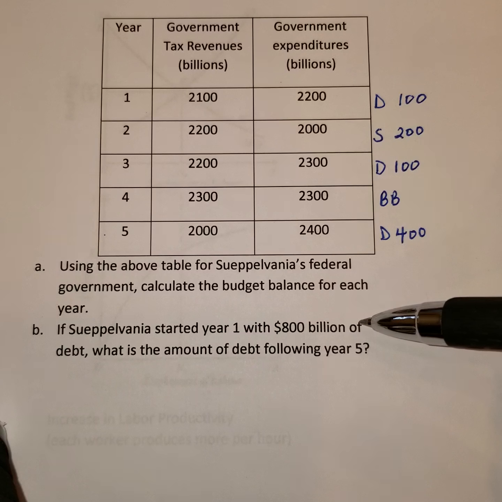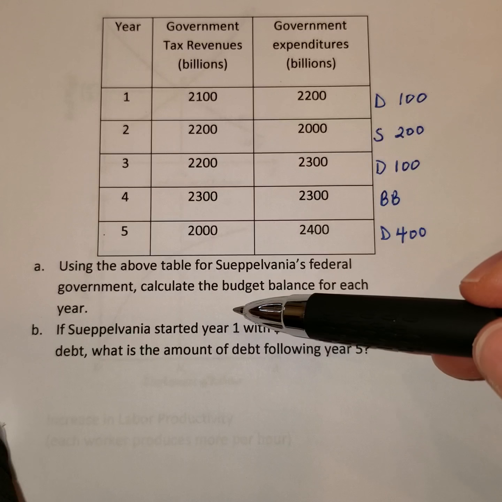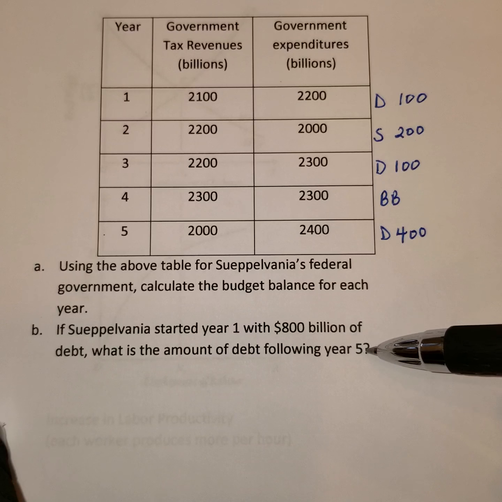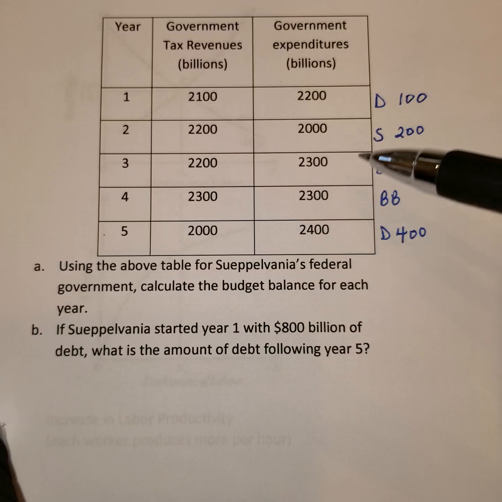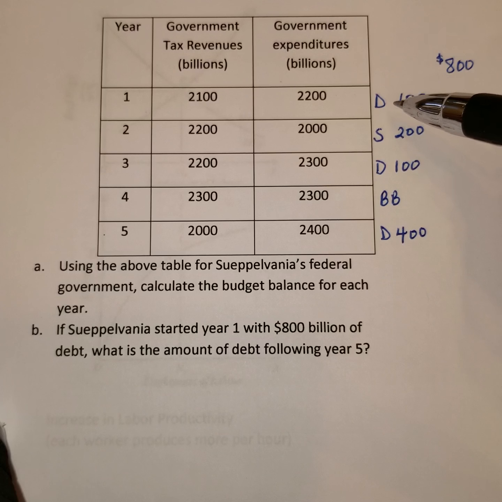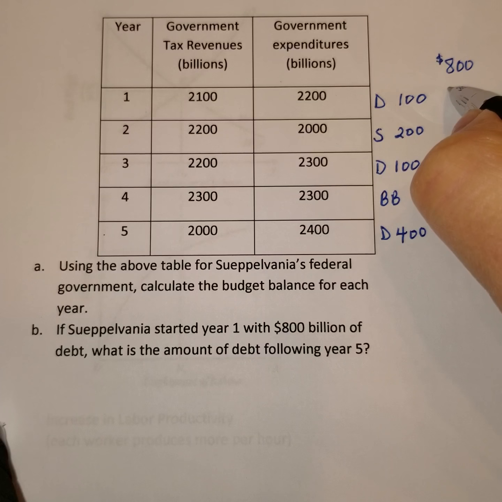Now the next part of the question says, if Pennsylvania started with year one with $800 billion of debt, what's the amount of debt following year five? So we're going to start with 800 in debt. So if we have a deficit, that means the government has to borrow more money. So that's going to add to the debt. So the deficit is going to add to the debt. So after year one, we're going to have debt of 900. All of this is in billions.